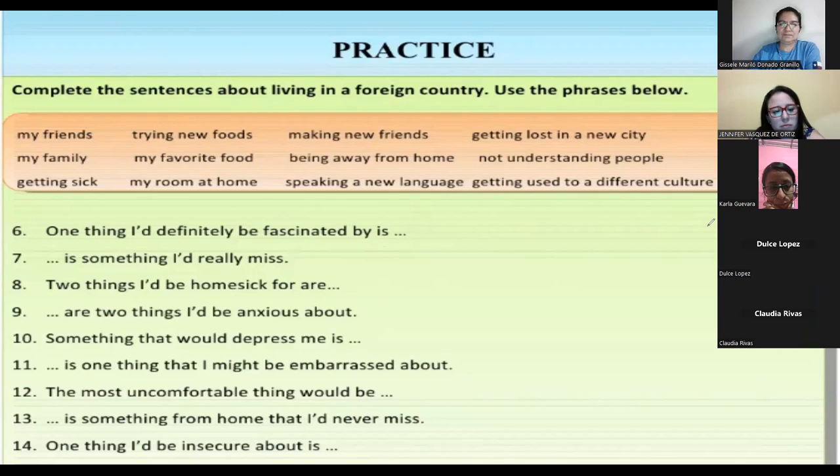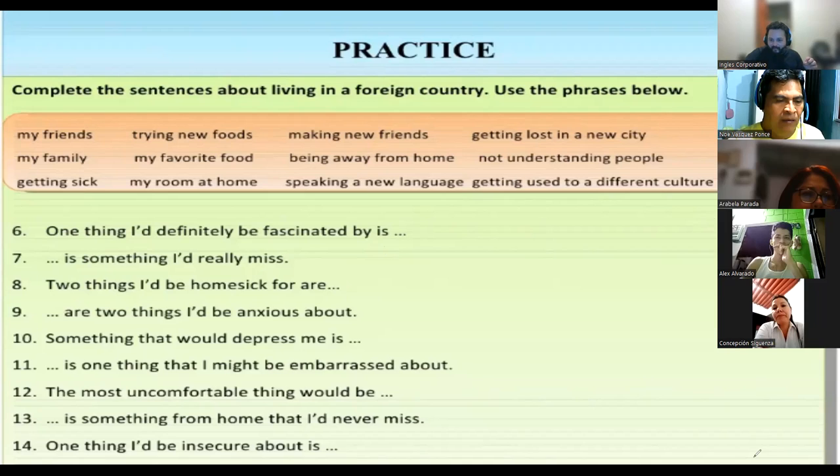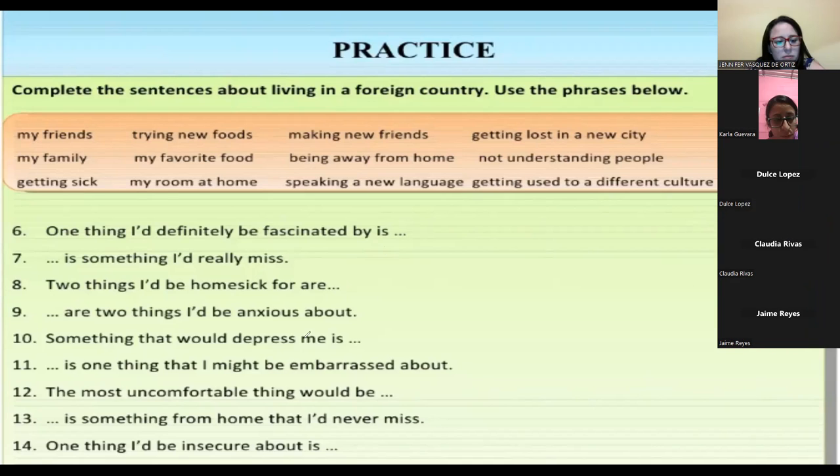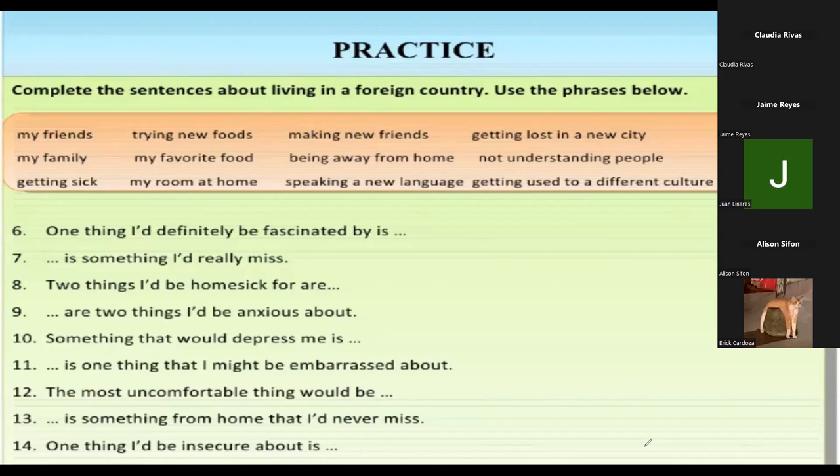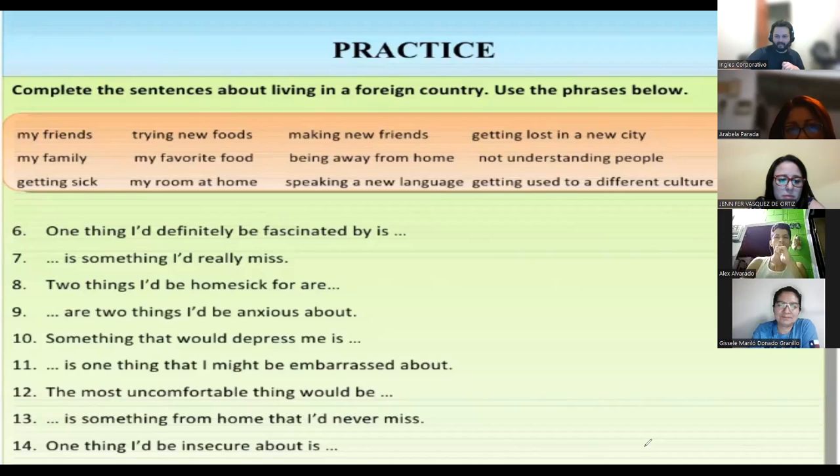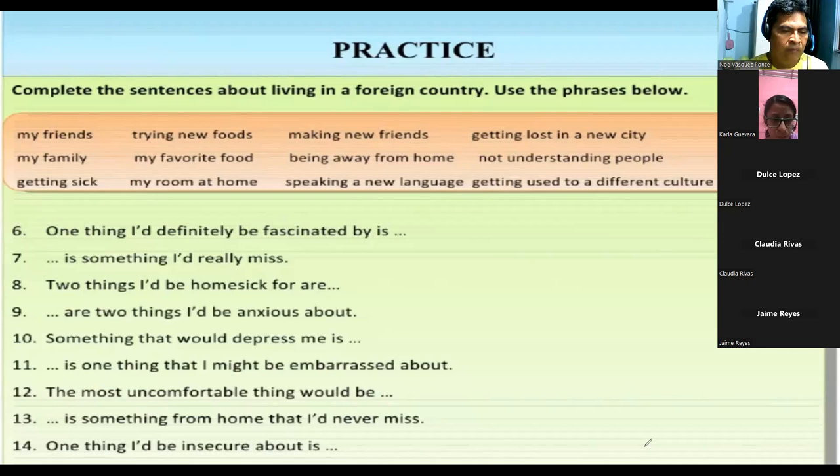All right. So let's see. Jennifer, number 10. Actually, number 9, sorry. Getting used to a different culture and getting lost in a new city are things I'd be anxious about. All right, very good. Good job. Thank you. Let's see. Carla. Carlita, all right, Carla. Number 10.